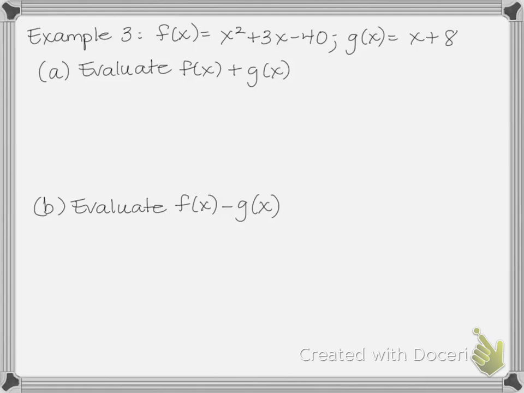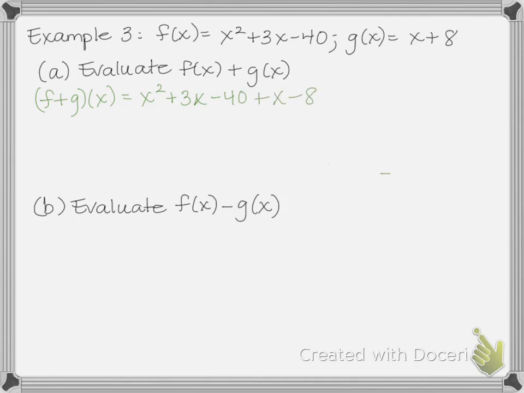So we're going to do one of each. Given the function f of x is x squared plus 3x minus 40, and g of x is equal to x plus 8, let us add. All right, so there are 2 ways people do it. Some students say, okay, I know I need to add f of x plus g of x. So they just write it like this: x squared plus 3x minus 40 plus x plus 8.